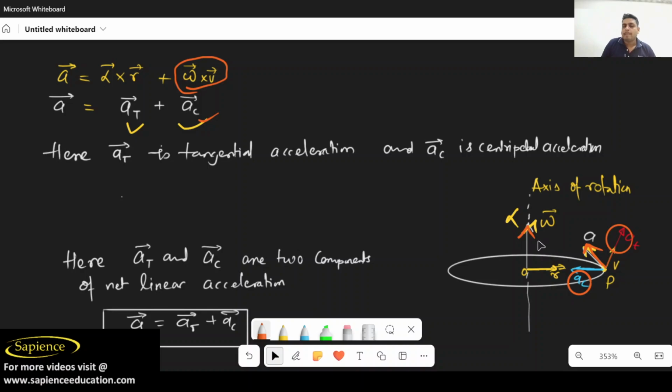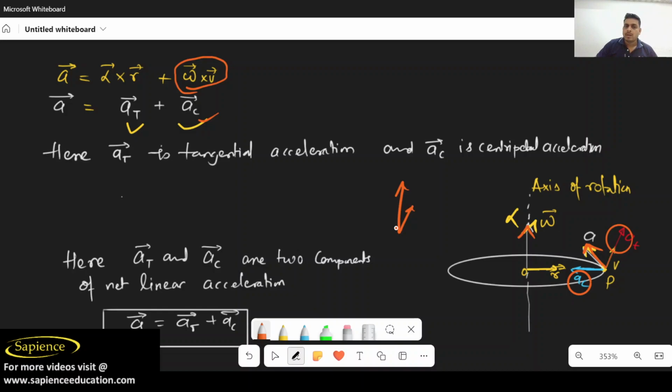See here, omega cross v. By using the right hand rule, if you do omega cross v, what will you get? Here omega is in the upward direction and v is in this direction.